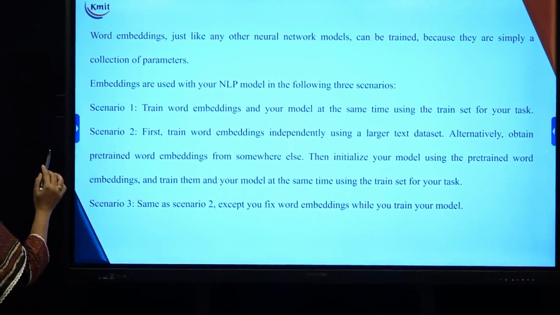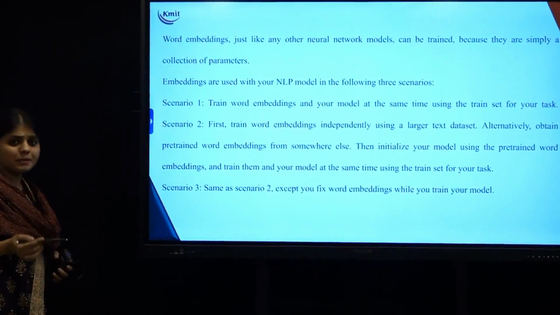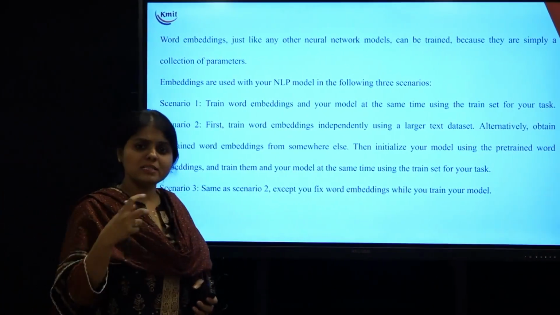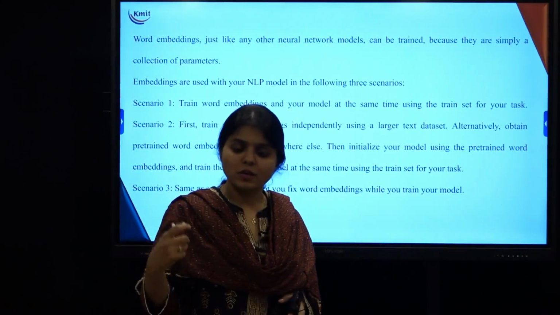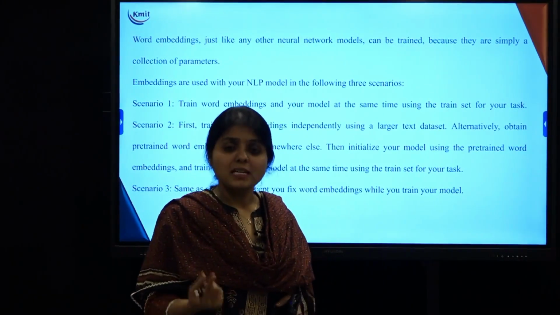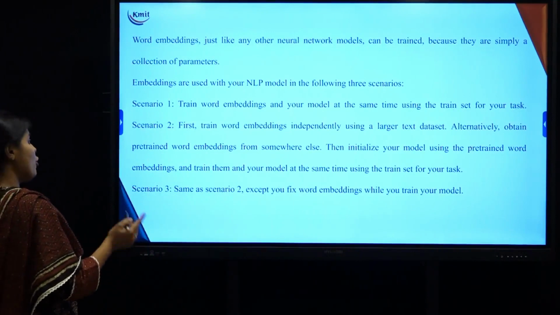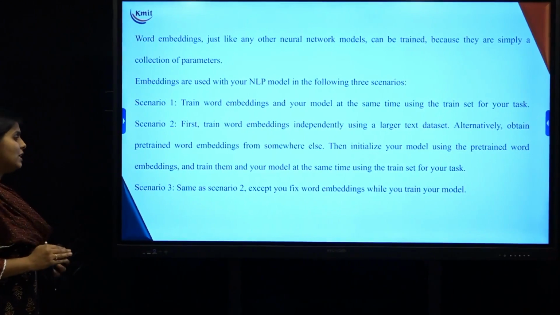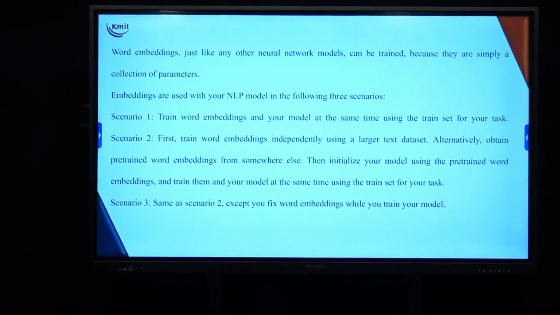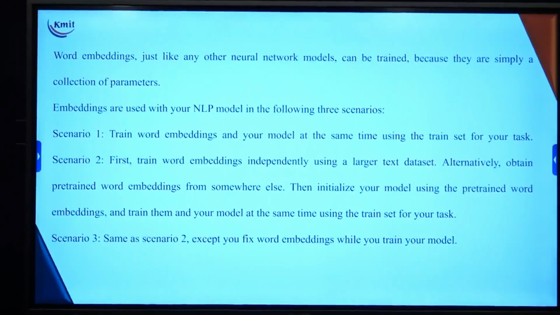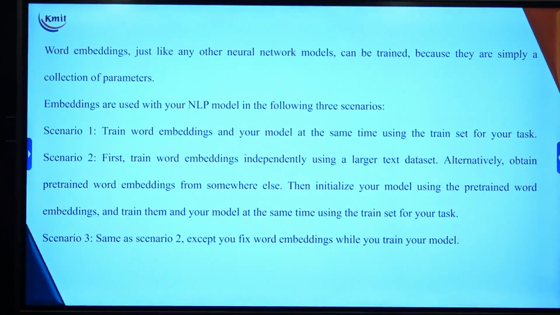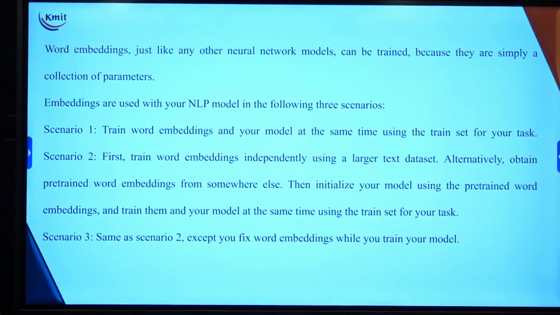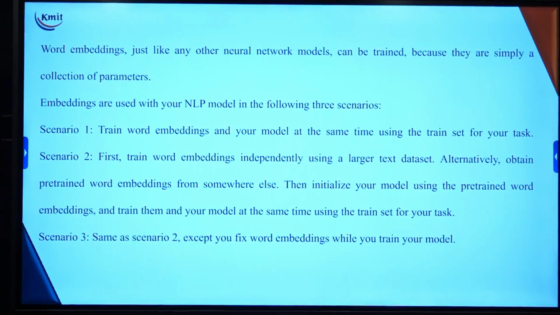First thing is, you can train word embeddings and your model at the same time, on the train set for your task. So you can generate the word embeddings and develop your model at the same time. As your word embeddings are generated, your model will process them. In the second scenario, first we obtain all the word embeddings independently using a large data set, or alternatively we obtain pre-trained word embeddings from somewhere else. Depending upon the context or the text that we use, we can obtain our pre-trained word embeddings from somewhere else. After you do this, we initialize our model using the pre-trained word embeddings and train our model.